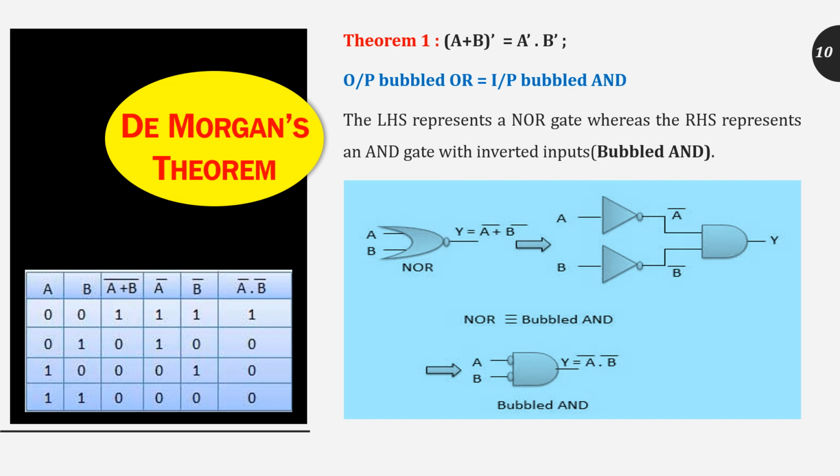So let's look into the logic diagram. We have a NOR gate with the inputs A and B, which gives (A plus B) the whole bar, which is equivalent to A bar into B bar. So we need to complement the individual variables A and B using the inverters. So A bar into B bar. That is, NOR is equivalent to input bubbled AND. That is, output bubbled OR is equal to input bubbled AND.